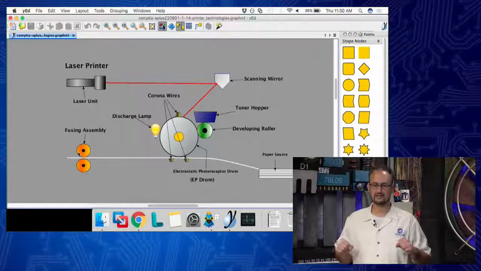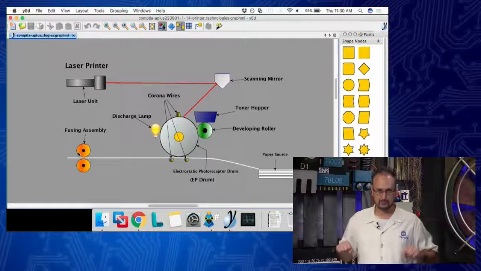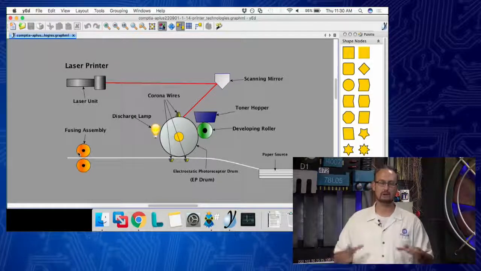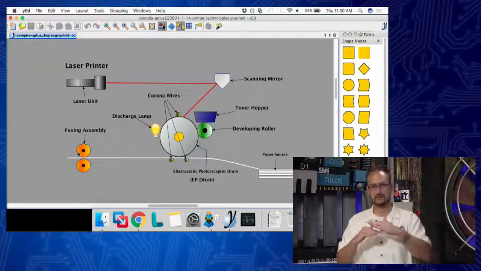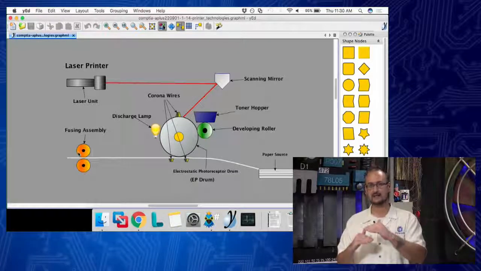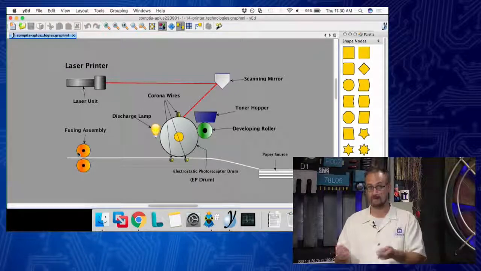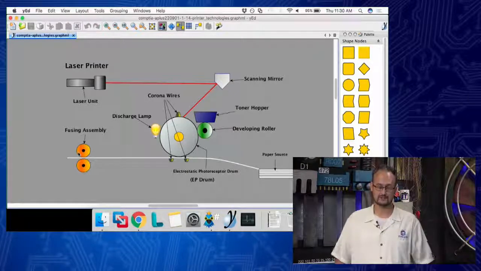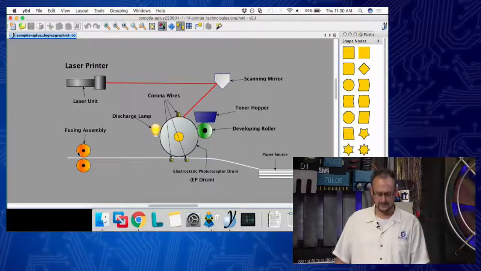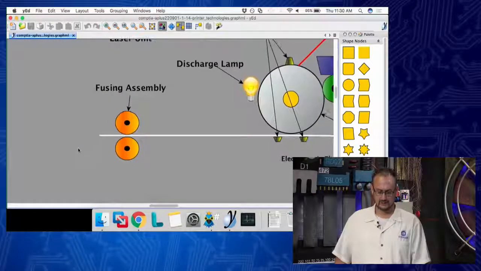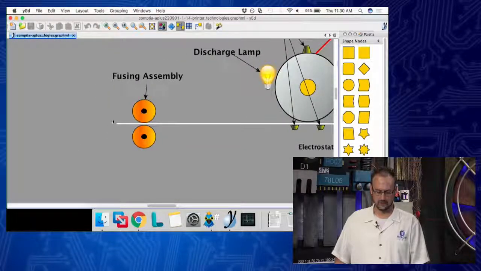And kind of like if you're rolling out dough, we press the dough out and it flattens it out. Well, this uses a combination of that pressure and heat, and the heat melts the plastics that are in the toner, adhering it to the paper. That's the fusing process. Now, when this fails to happen, there's a couple of things that could be going on here. One is the fact that the fusing assembly has failed.